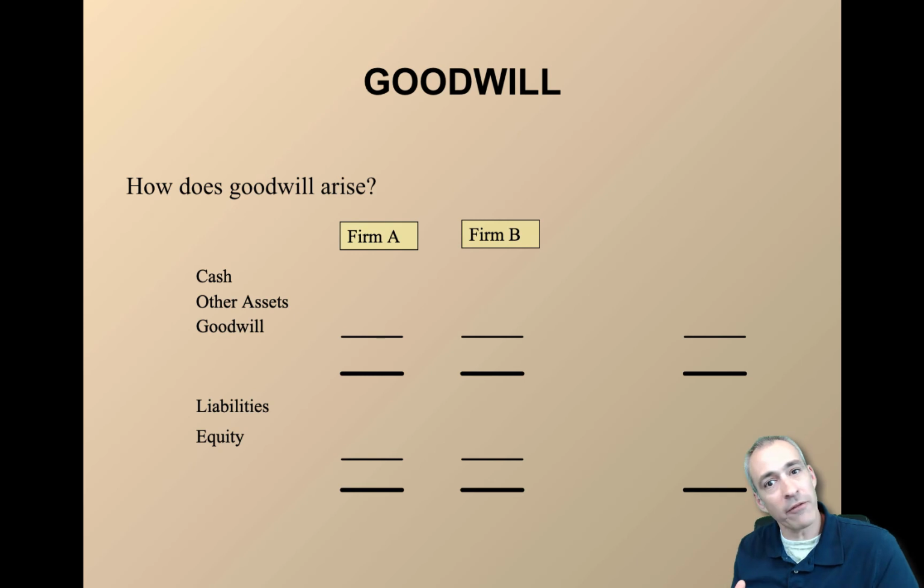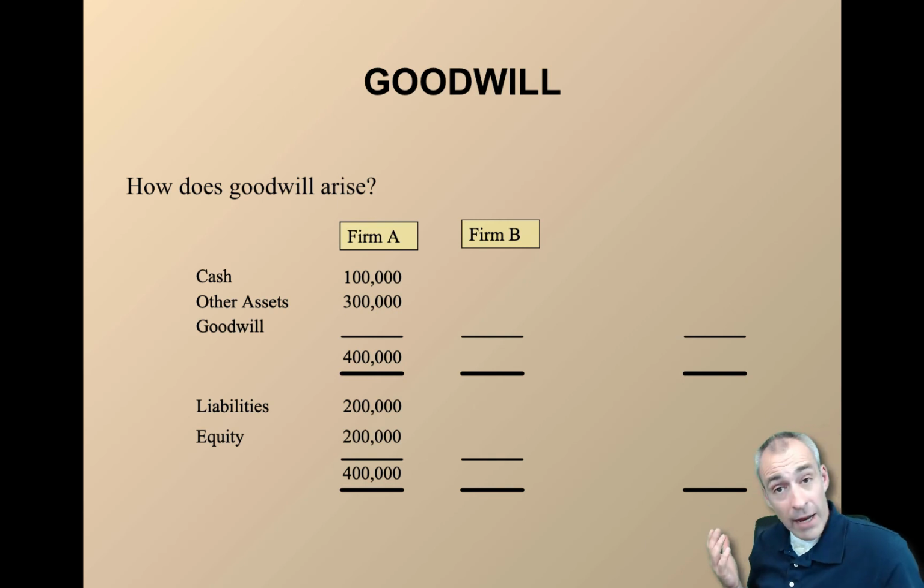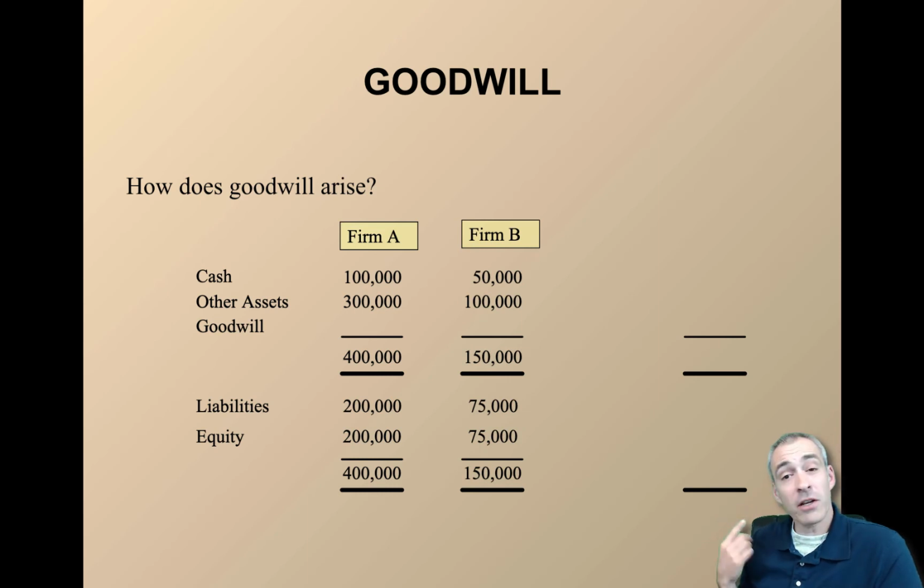Firm A is going to buy firm B for $100,000. Okay? So here are the assets of firm A. They've got $100,000 in cash, a bunch of other assets, and some liabilities and equity, right? And they're going to take that $100,000 of cash and acquire firm B. Firm B has $50,000 of cash, which they're going to get, and a few liabilities and other equity.